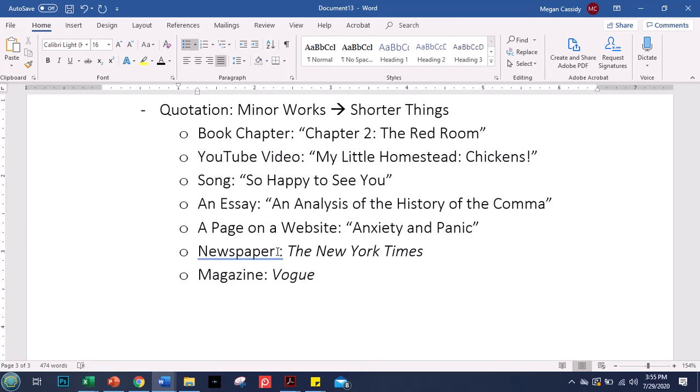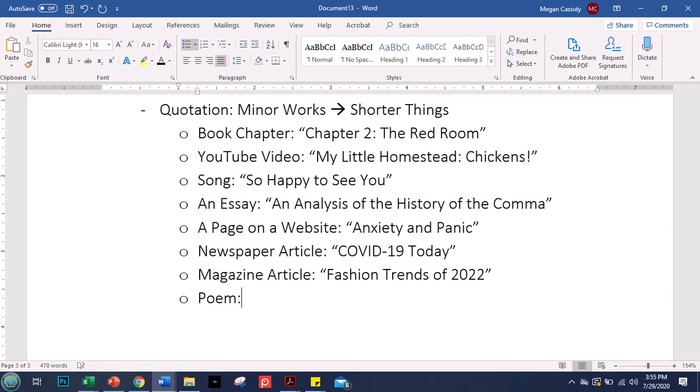Instead of a newspaper, it would be a newspaper article. So let's say the New York Times published something today about COVID-19 today. Same thing here, magazine, article, or again, a page on a website, right? Fashion trends of 2022. So in case you're watching this later. And another one that would be there would be a poem.